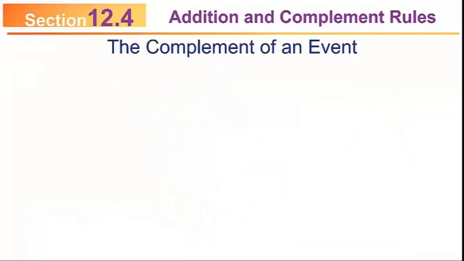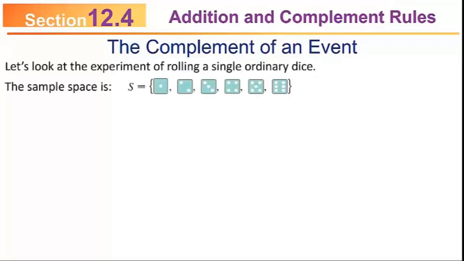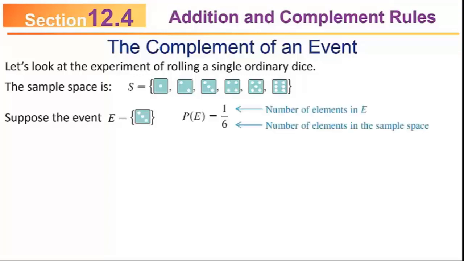Let's go to the complement rule that we introduced in our toolbox at the beginning. The complement of an event. Let's take an experiment where we're rolling a single ordinary die. The sample space obviously is going to be either 1, 2, 3, 4, 5, or 6. So if we want to look for the event that we rolled a 3, the probability of doing that is the number of ways you can get a 3, which if you're rolling a single die, there's only one way to do that, over the number of elements in the sample space. So the probability of rolling a 3 is 1/6.